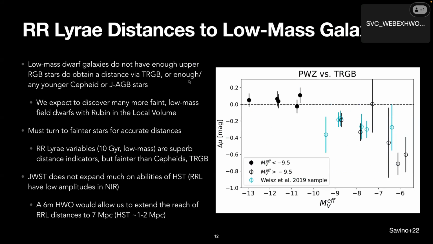Here's a plot from Savino et al. You can see that this is a plot of RR Lyrae distances versus TRGB distances, and you can see the TRGB distances actually break down at some point because there's not enough stars on the red giant branch. So we can use RR Lyrae instead, which are old, low mass stars that are much more plentiful, and get distances that way. With HST and JWST, you can get out to maybe 1 or 2 megaparsecs, but with Habitable Worlds, we'll be able to cover a significant fraction of the local volume at 7 to 8 megaparsecs.